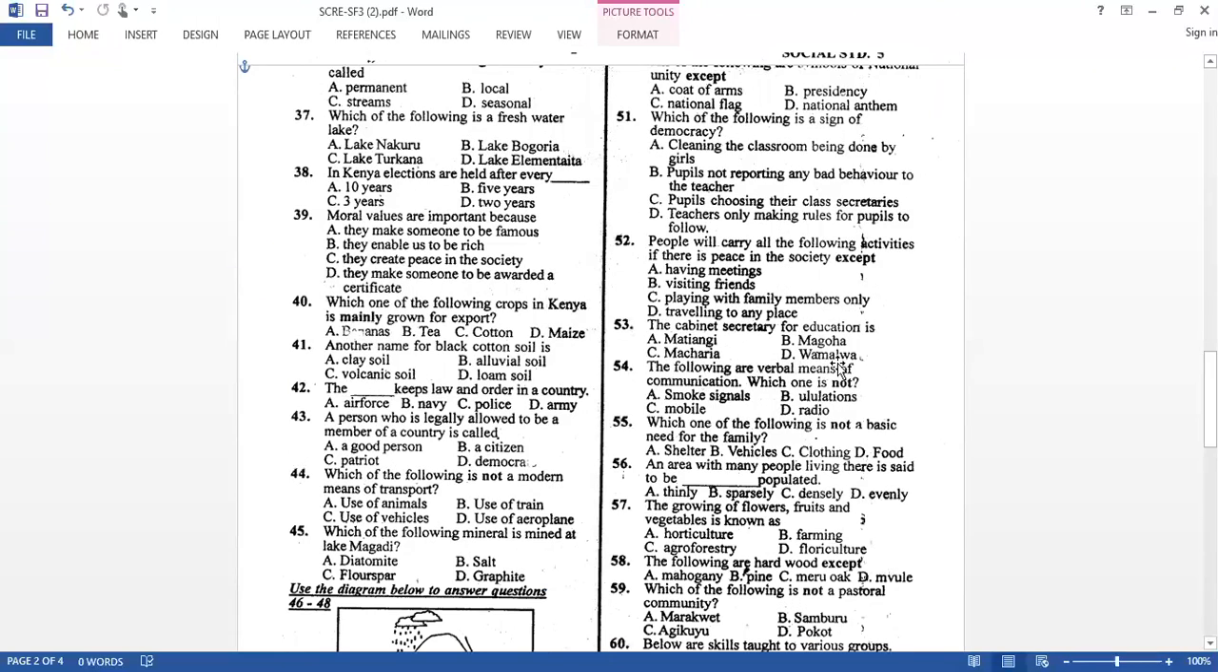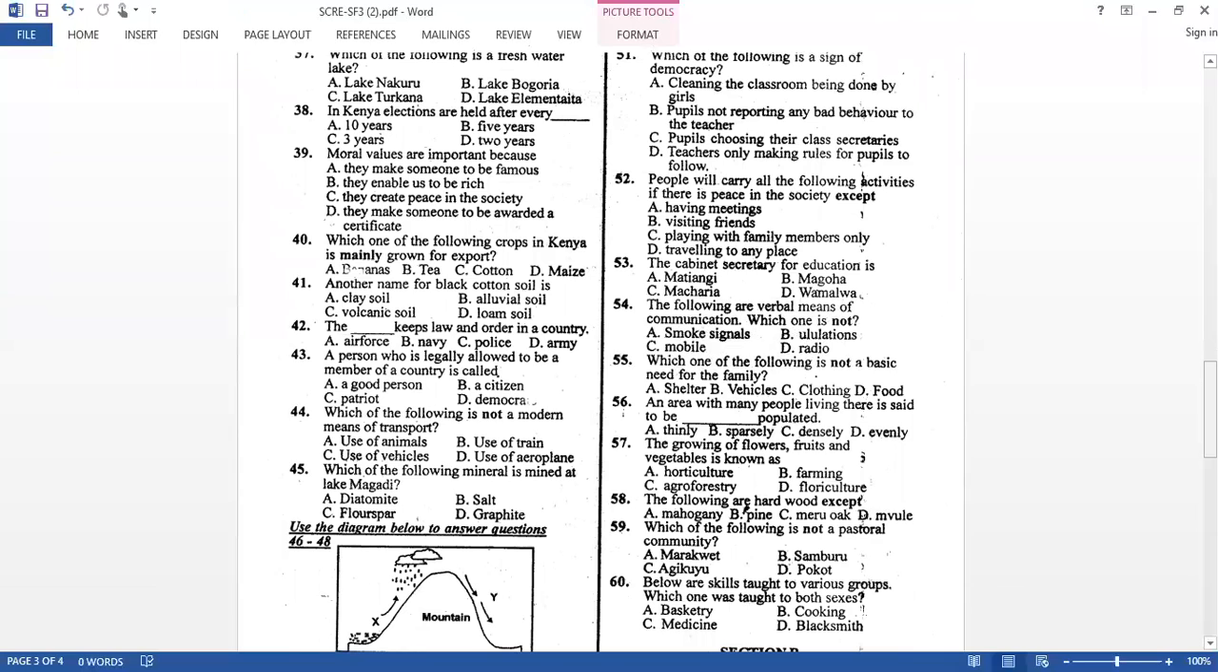The following are verbal means. Remember, verbal is from your mouth, it is oral. The following are verbal means of communication. Which one is not? Smoke signal, you don't talk, you just smoke. But mobile, you talk. Relations also, you talk. And radio, you find that these three you are talking. But smoke signals, you don't talk. So it is not verbal, it is a non-verbal means of communication.